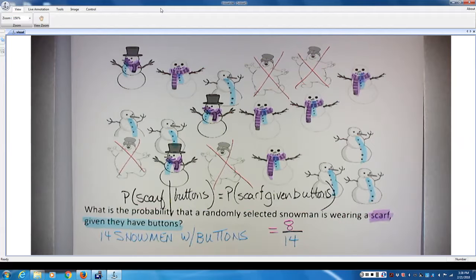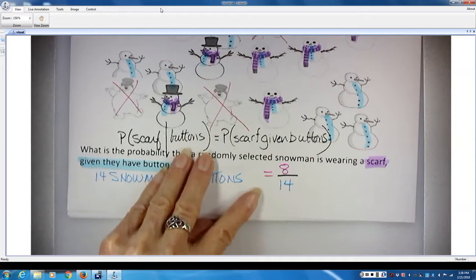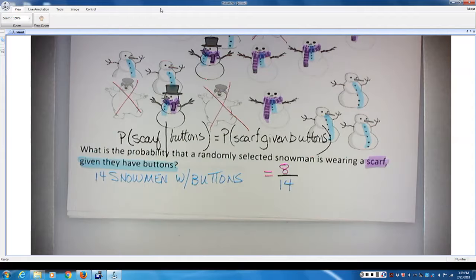When the word given is in your probability, that means that the number on the bottom of your probability fraction is going to change. And that you're only counting the ones that it says given. So as long as you show me this, then you can tell me it's 4/7 or whatever decimal or percentage that changes to. But show me that first step. I want to be able to count you right when you do it right. Okay? Any questions so far?